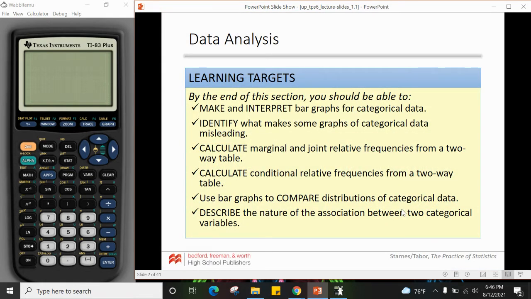You'll be able to make and interpret bar graphs for categorical data, identify what makes some graphs of categorical data misleading, calculate marginal and joint relative frequencies for a two-way table, calculate conditional relative frequencies from a two-way table, use bar graphs to compare distributions of categorical data, and describe the nature of the association between two categorical variables.